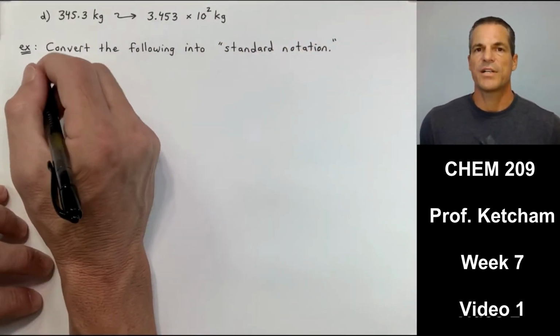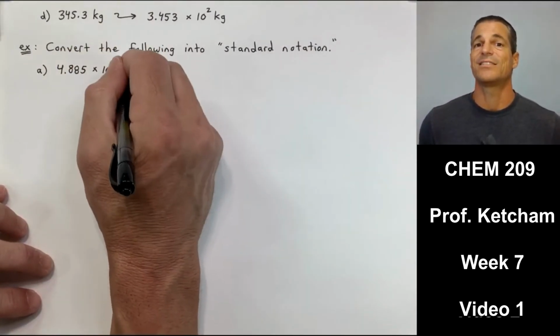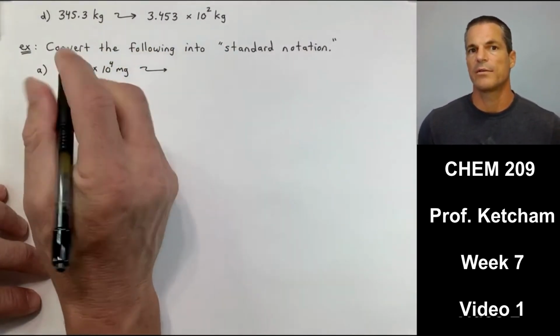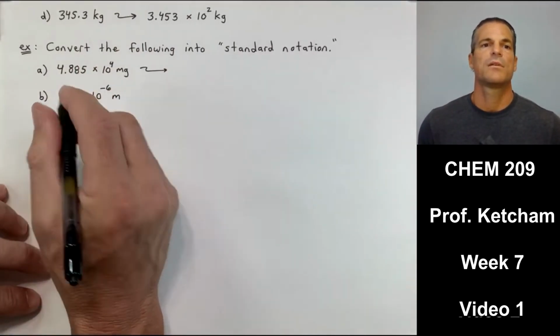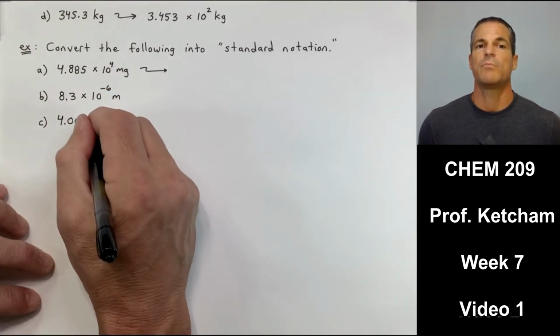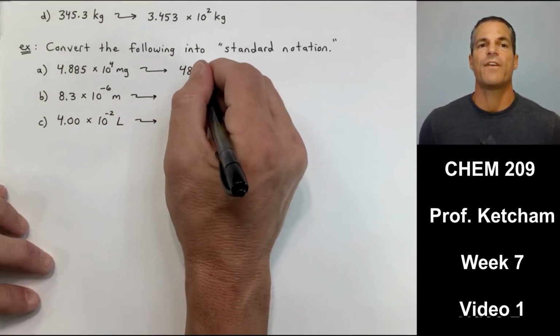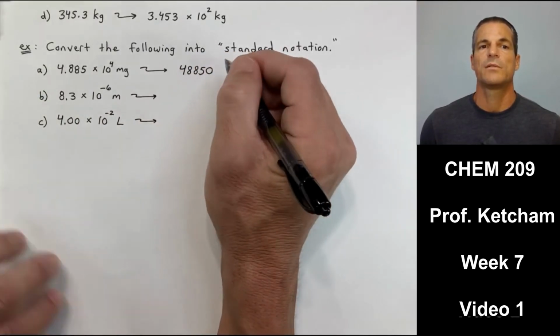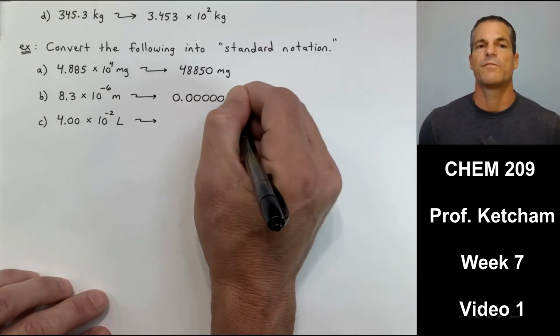I'm going to give you a bunch of numbers in scientific notation, and you want to convert the following into standard notation or just regular numbers. So 4.885 times 10 to the 4th milligrams, 8.3 times 10 to the minus 6 meters, and then the last one there. So let's do 4.885 times 10 to the 4th milligrams. Well, just move the decimal over 4 places to the right because of the positive 4, 10 to the 4th.